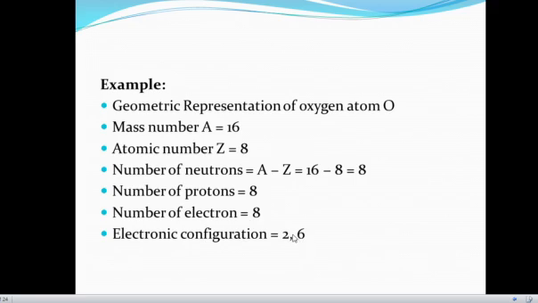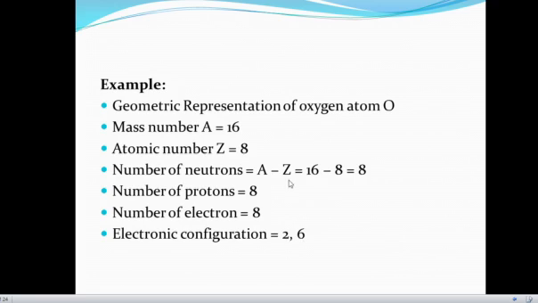Already you know how to fill the orbits, by using the formula 2n square. For the first shell, n equals 1, so 2 into 1 is 2. So 2 electrons go in the first shell, and from 8 the remaining is 6. The next shell can hold 8 electrons, but we have only 6. So the electronic configuration of oxygen is 2, 6. Are you able to follow me?